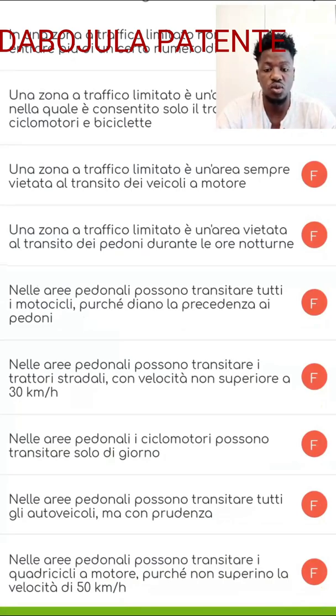The last question will be: nelle aree pedonali possono transitare i quadricicli a motore purché non superino la velocità di 50 km/h. In pedestrian areas, any kind of vehicle would be allowed to transit only if they don't go beyond 50 km/h. So this is also false.